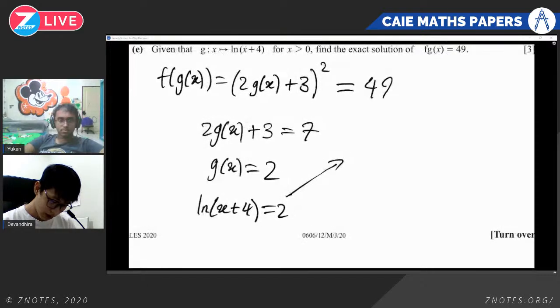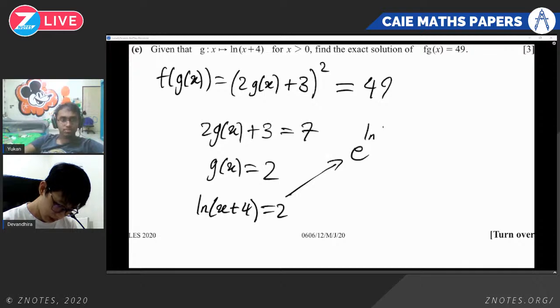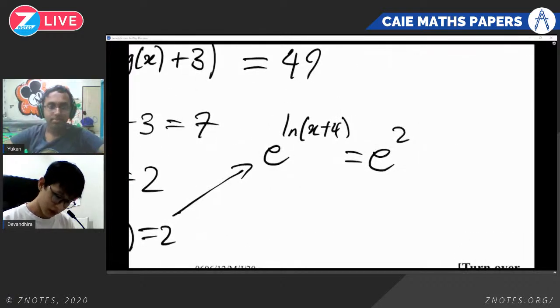And how can we solve this, Hugo? We can raise both sides as a power of e. Exactly. So we have x plus 4 is equal to e to the power of 2, or e squared. What's the reason for doing this? It's because the e and the ln will cancel.